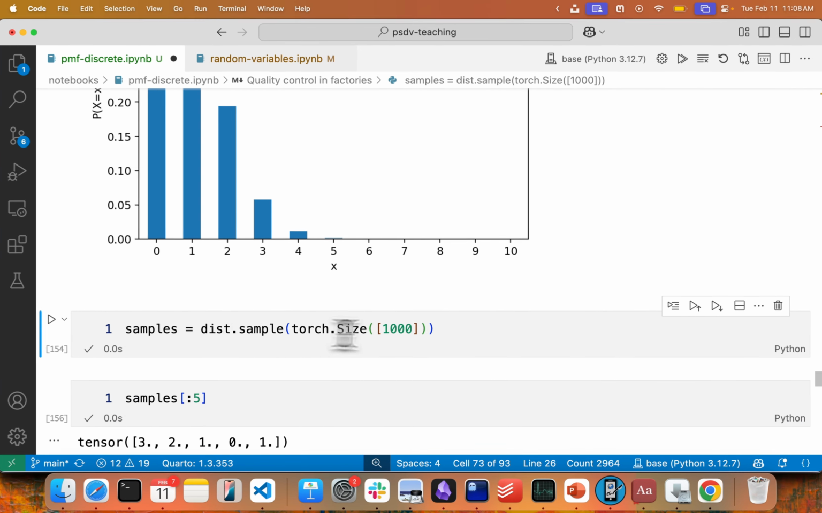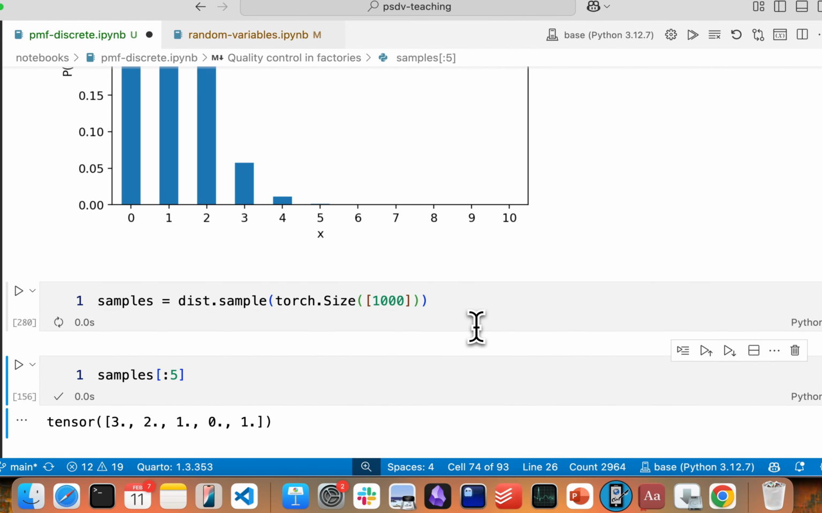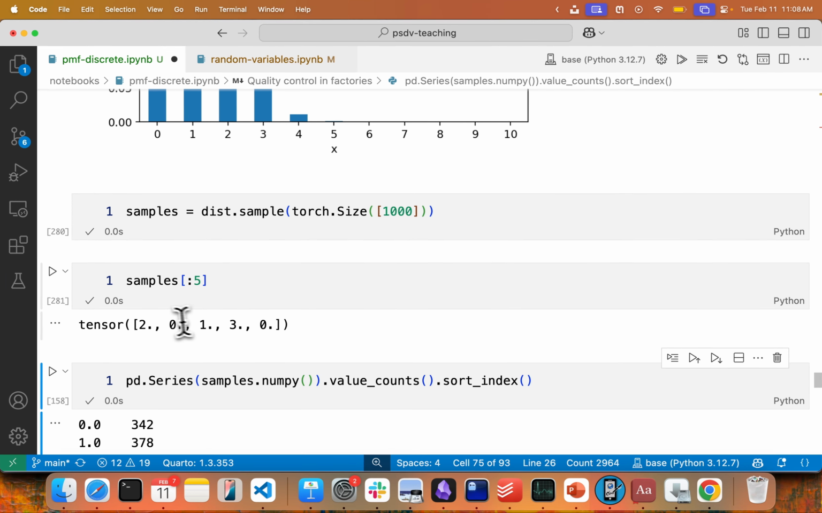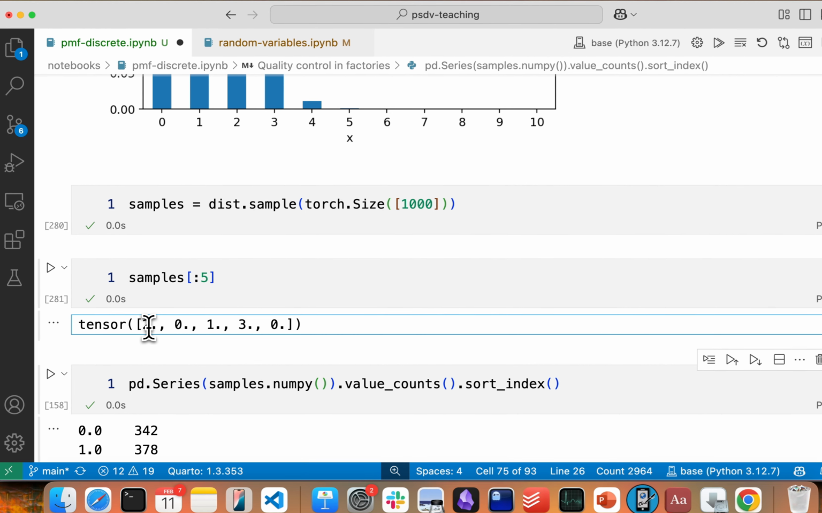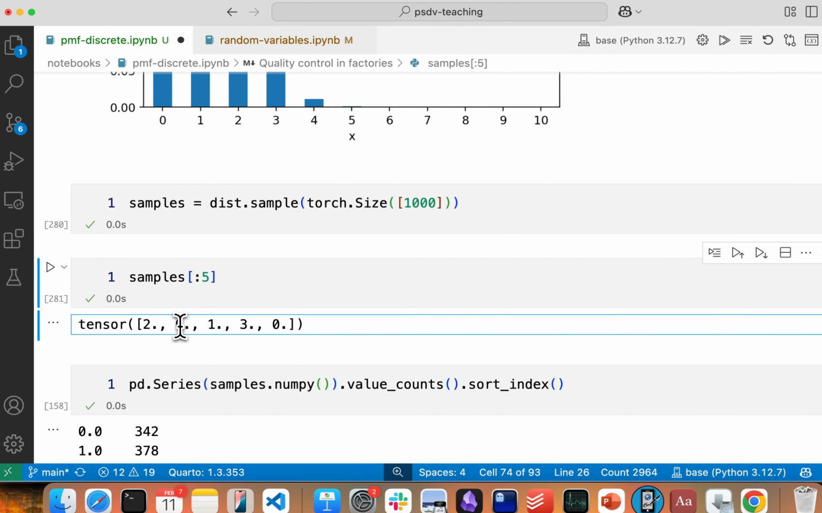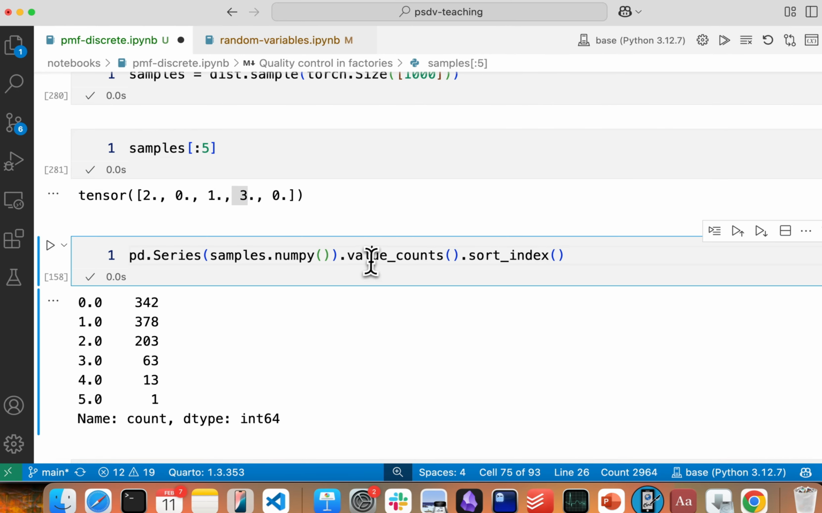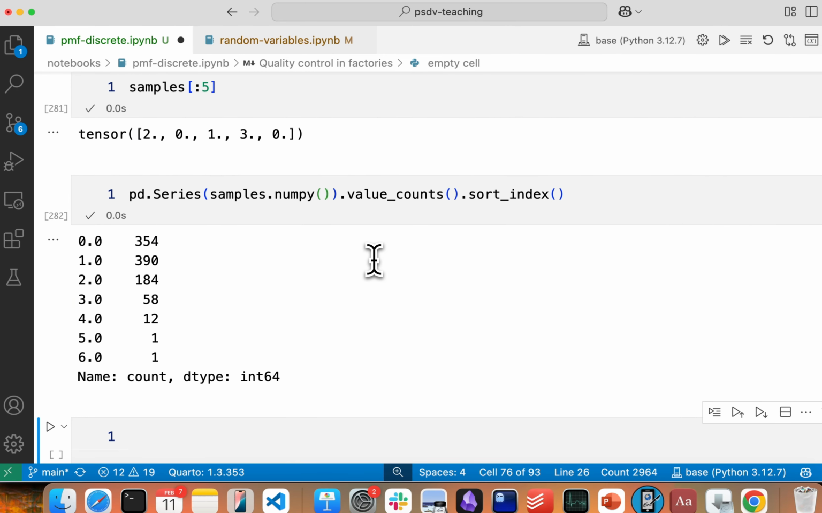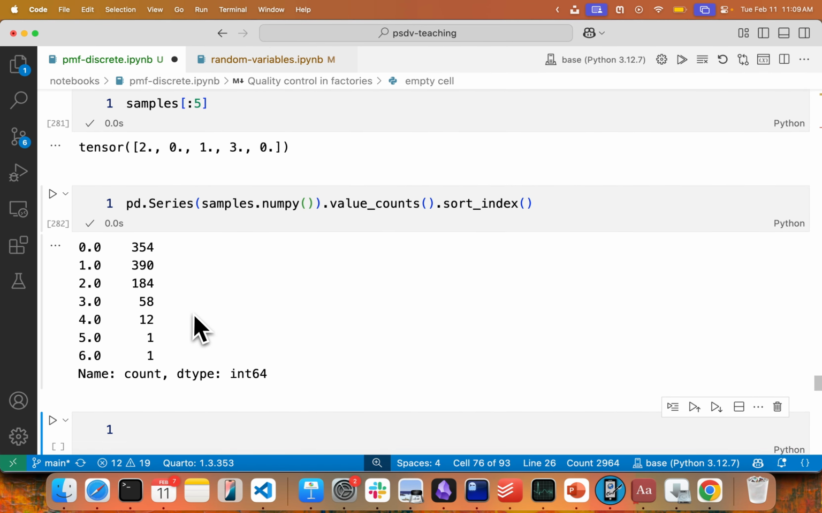Now, if we were to draw some samples from this, as we've been doing earlier, we look at a few samples. This shows that out of a sample of size 10, 2 failed; out of a sample of 10, 0 failed; out of a sample of 10, 1 failed; out of a sample of 10, 3 failed, and so on. If we again look at these counts, they would again be fairly close to the true PMF, but not exactly the same.